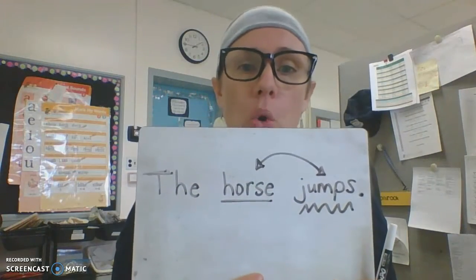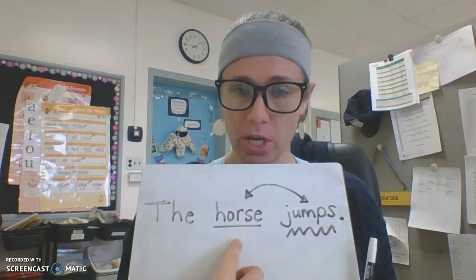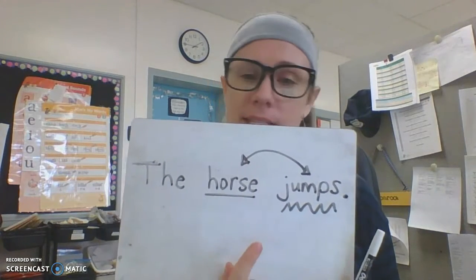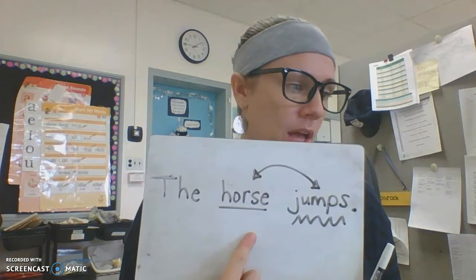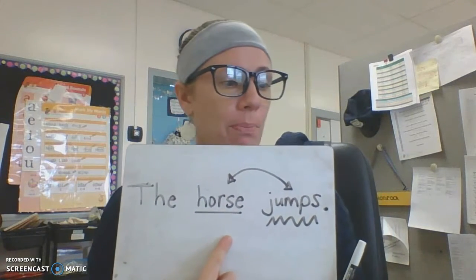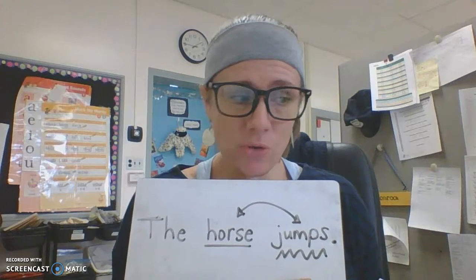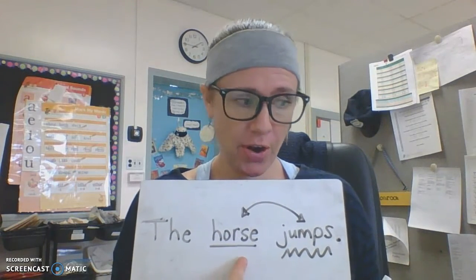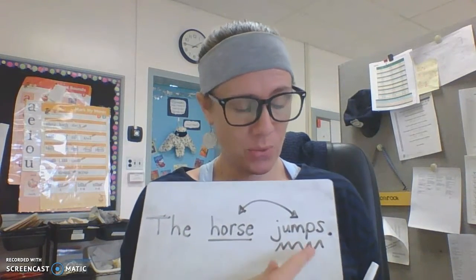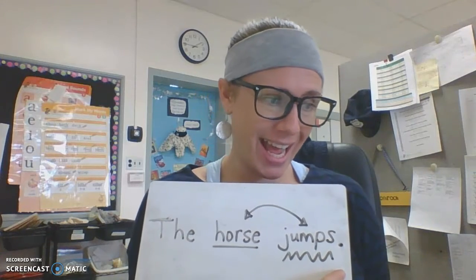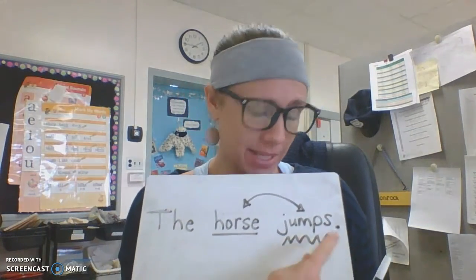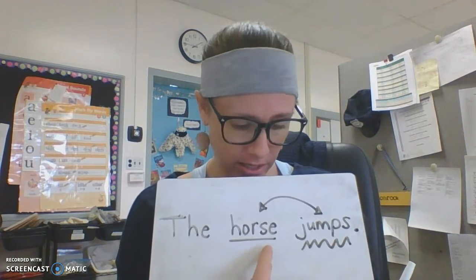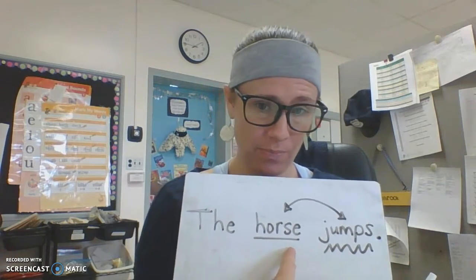Okay, I have another sentence for you. Take a look. The sentence says, the horse jumps. Here's our subject. Here's our action predicate. Is the subject singular or plural? Singular. So the predicate word must reflect the number of the subject. So that's why the predicate ends in an S. The S on the end of an action word means that the singular subject is doing the action.